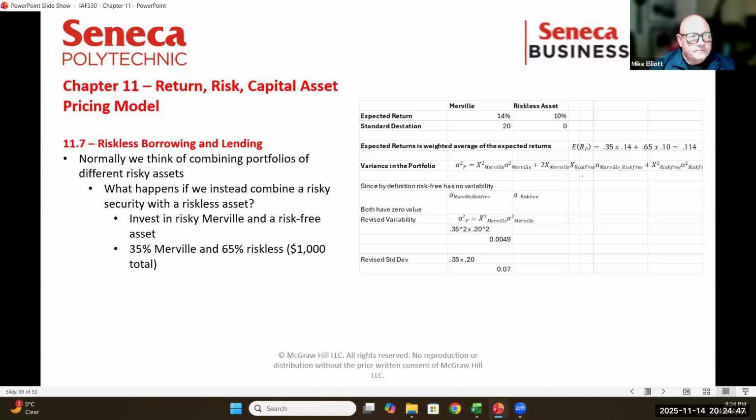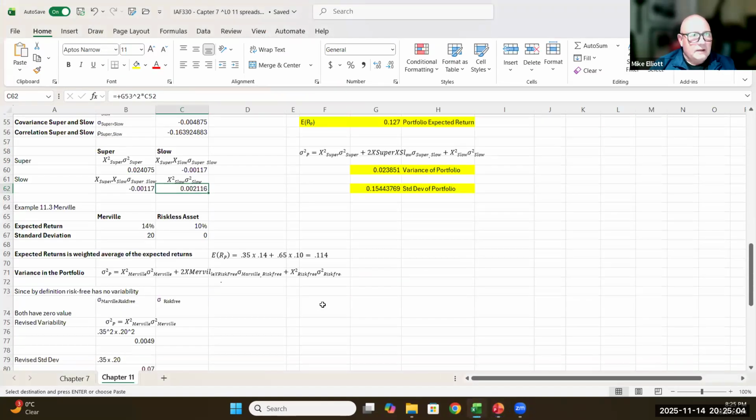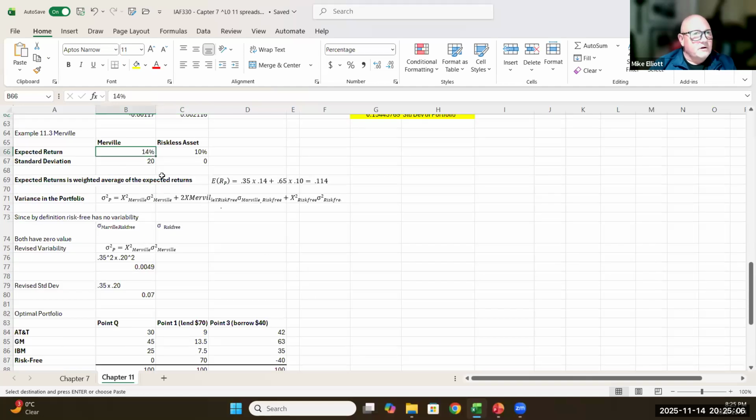What happens? So, let's think about a stock called Merval and a riskless asset called bonds. Merval has a return of 14%. The bond has a return of 10%. What makes the bond riskless? Zero standard deviation. Merval gives us 14% with a 20% standard deviation.